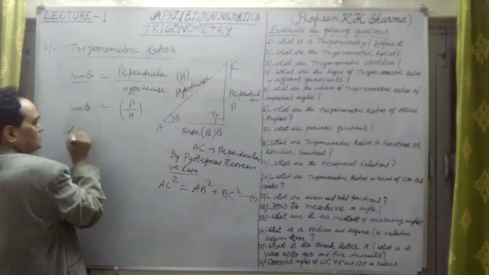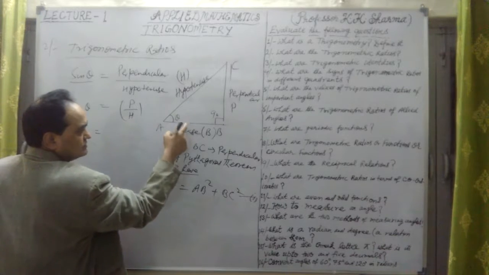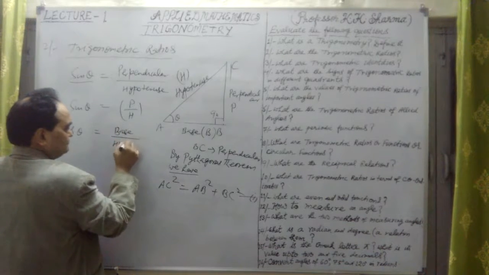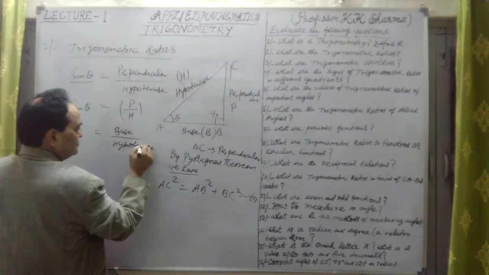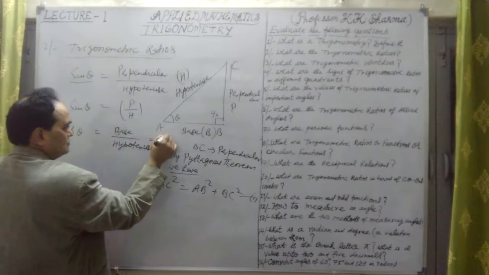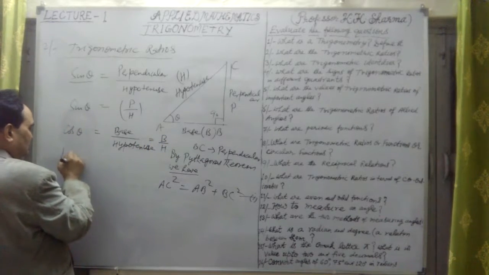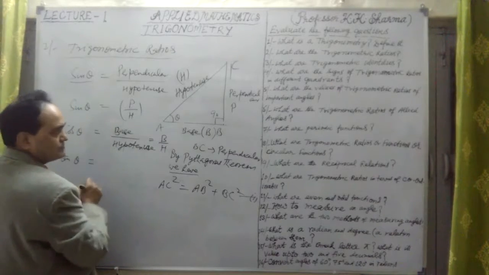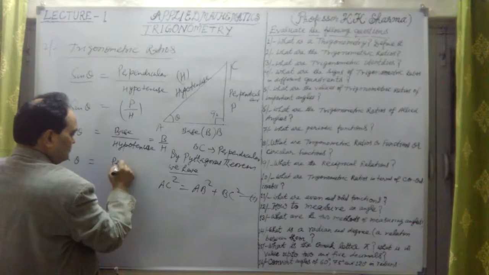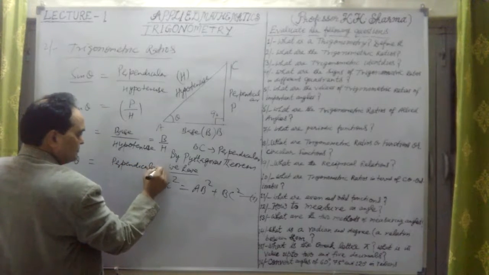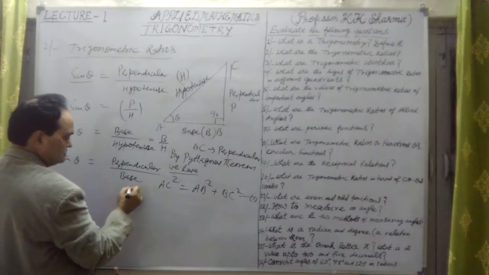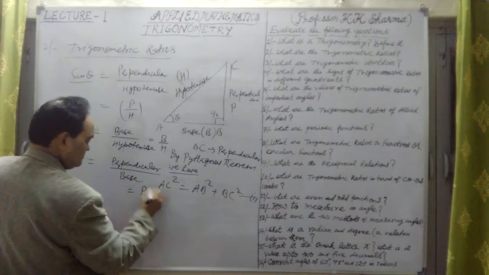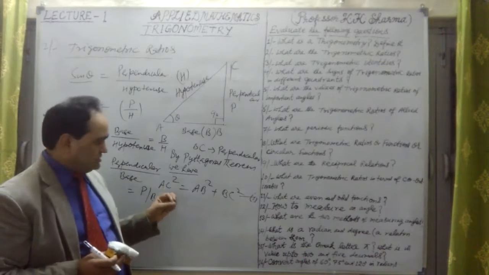Then another trigonometric ratio is cos of theta. Cos of angle theta is base upon hypotenuse, B upon H. That is the third trigonometric ratio, which is important. Again, they express it in terms of sine upon cos, but tan theta is P upon B, perpendicular upon base. These are the 3 basic trigonometric ratios.